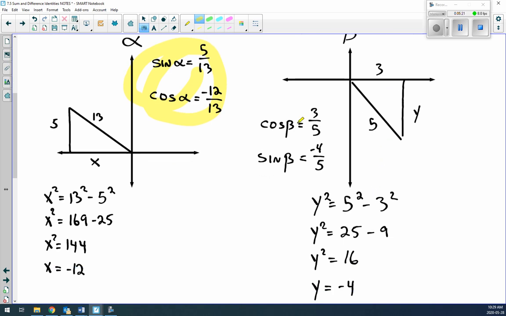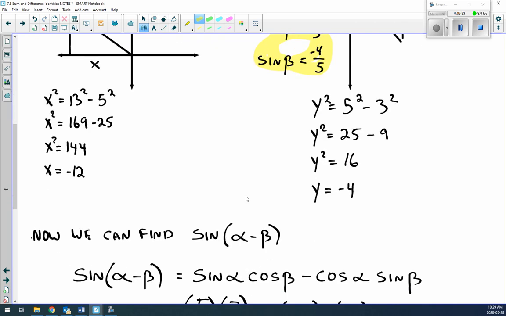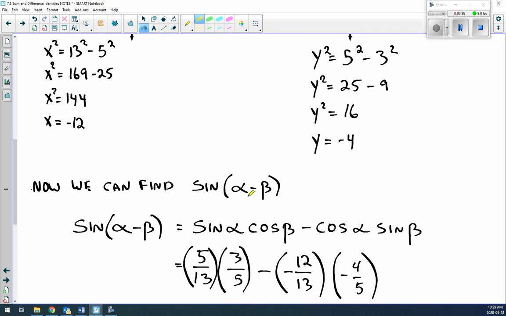Okay, so we got cosine beta is 3 over 5. Sine beta is negative 4 over 5. Remember, negative because it's in quadrant 4. So now we have all our betas. So we have our alphas and our betas. Now can we finally do the question? Oh my goodness. It takes forever to get there sometimes. You have to do all this pre-work to get to the actual question.